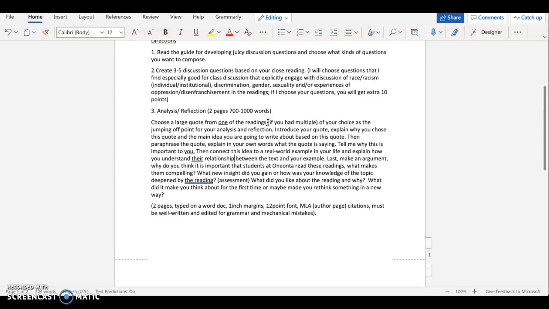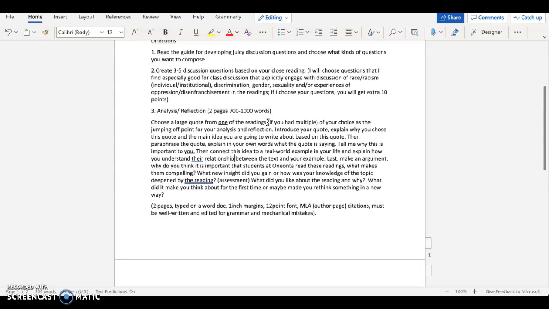And then introduce your quote, right? Tell me what text it is from, explain why you chose this quote, and what the main idea you're going to write about based on this quote is. And then paraphrase the quote. Tell me in your own words what the quote is actually saying. So this is the interpretation part. This is the way that I am evaluating how you're understanding the actual text.